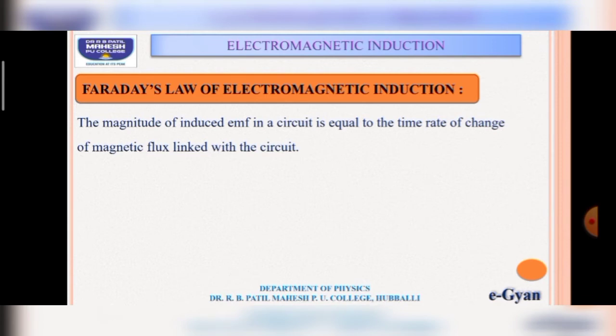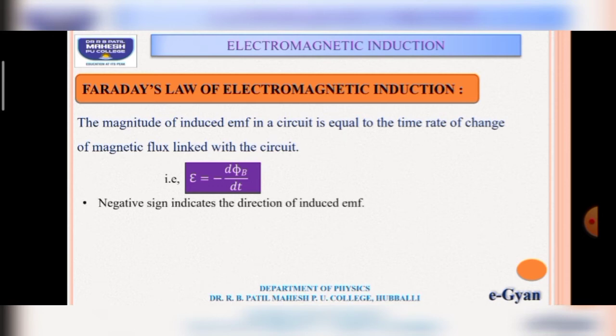That is, E is equal to minus d phi divided by dt. Let me repeat the statement once again. The magnitude of induced EMF in a circuit is equal to the time rate of change of magnetic flux linked with the circuit, and mathematically it is given by E is equal to minus d phi divided by dt. Here the negative sign indicates the direction of induced EMF.